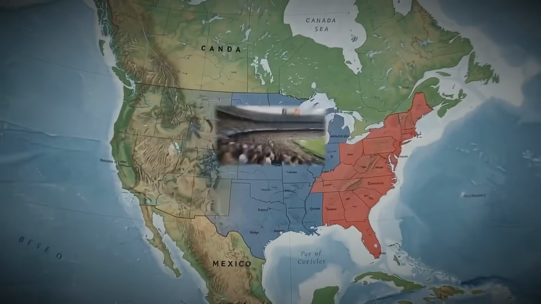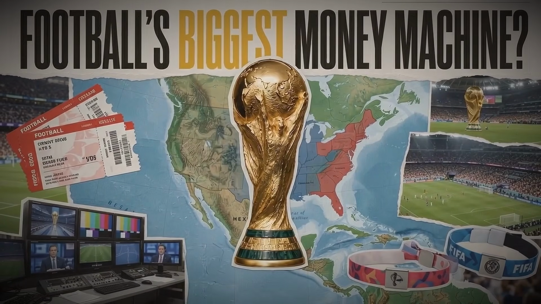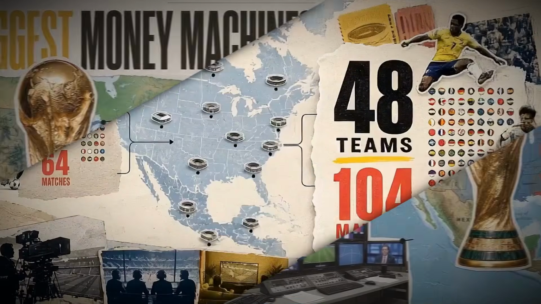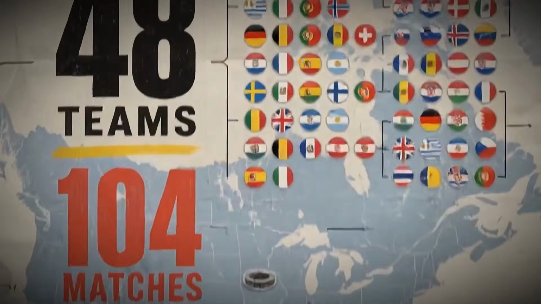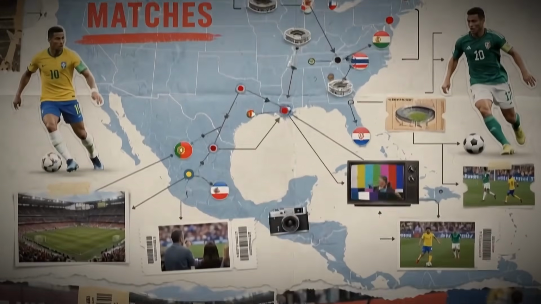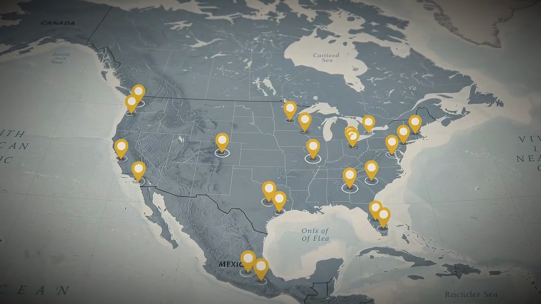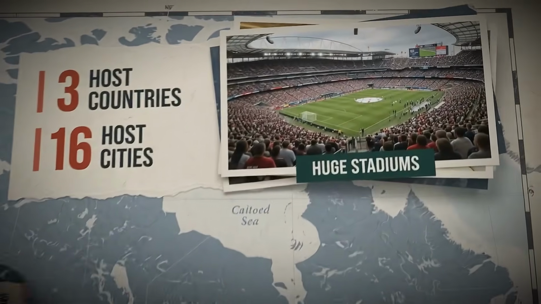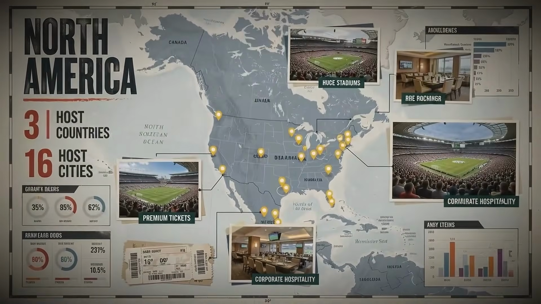This wasn't just the biggest World Cup ever. It was football's biggest money machine, built to generate billions in only 6 weeks. For the first time, 48 teams competed across 104 matches. More games meant more tickets, more broadcasts, and more advertising space. Then came North America. 3 wealthy markets, 16 host cities, huge stadiums, premium prices, and enormous demand for corporate hospitality.